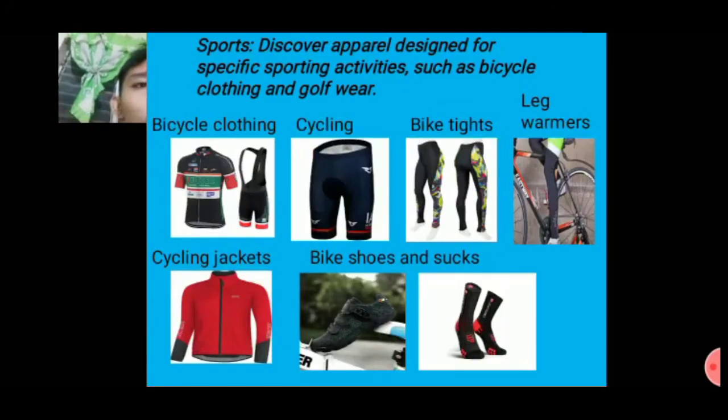So the next one is sports. Discover apparel designed for specific sporting activities such as bicycle clothing and golf wear. First we have the bicycle clothing: cycling shorts, bike tights, leg warmers, cycling jackets, and bike shoes and socks. Sorry, I misspelled socks. So by the way, these are the bicycle clothing. These are the proper clothes to wear when you're biking.